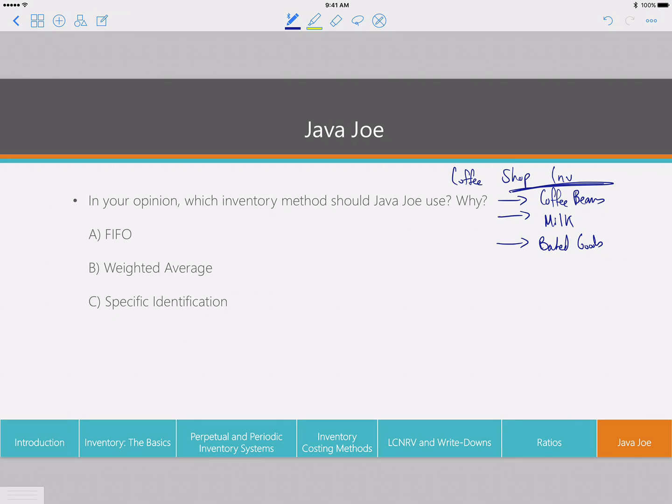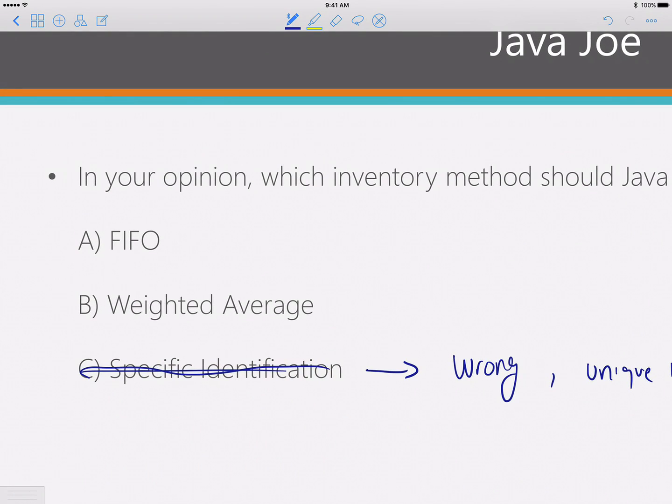So the first thing we're going to do is eliminate one of the options. We're going to eliminate C. C is wrong because you should really only use this for unique items. It doesn't make sense to calculate how much each individual pound of coffee, or each coffee bean, or each container of milk costs. So C we're going to eliminate right off the bat. So we're stuck between FIFO and weighted average, and I will say that you can make good arguments for both. They would both be acceptable for different reasons. So let's talk about both of them.